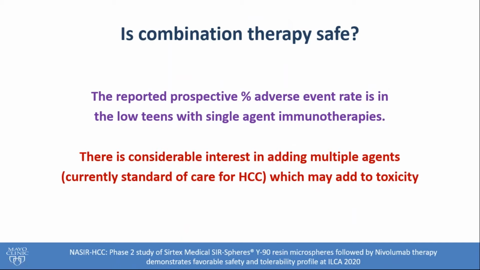We're good. All right, so is combination therapy safe? Right now, the reported prospective adverse event rate is in the low teens with single-agent immunotherapies. There's a lot of interest in adding multiple agents, which may add some toxicity. Right now, with doublet immunotherapy agents, there haven't been any new major safety signals. So it'll be interesting when those are added in conjunction with local therapy. We will find out. Next slide.